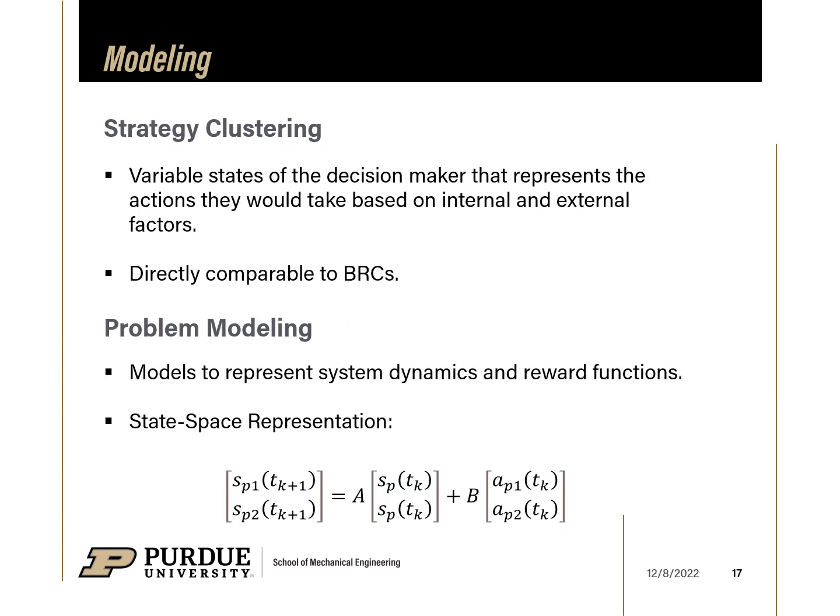Strategy clustering is the idea of variable states of the decision maker that represent the actions they would take based on internal and external factors. These are directly comparable to the previously discussed BRCs from the first article. For problem modeling, these are the models to represent system dynamics and the reward functions of the decision makers. This is done through a state space representation of both state variables and action variables to show what the next state would be based on the current state and the actions that the decision maker takes right now.